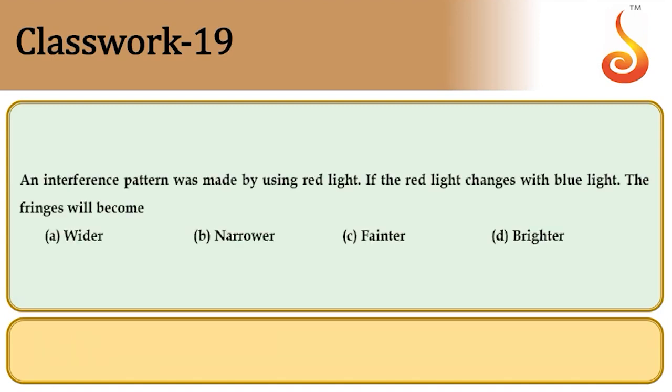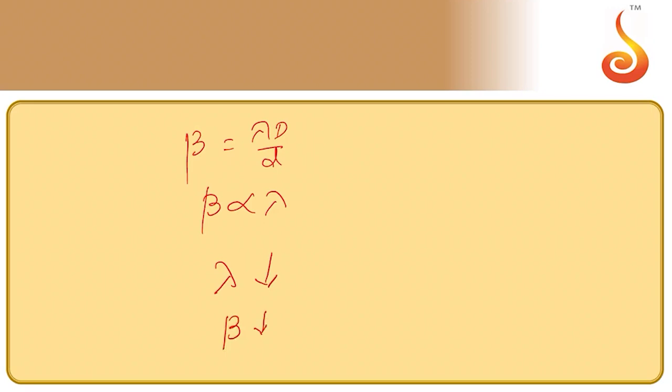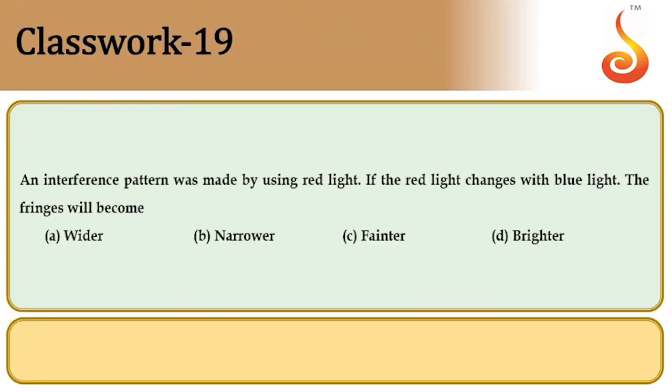Example 19. An interference pattern was made by using red light. If the red light changes with blue light, the fringe will become. Okay. So you notice that the fringe width is given by lambda D divided by d. That means fringe width is directly proportional to lambda. Now, as the wavelength has decreased, the fringe width decreases, or the fringes become narrower. B is our correct choice.